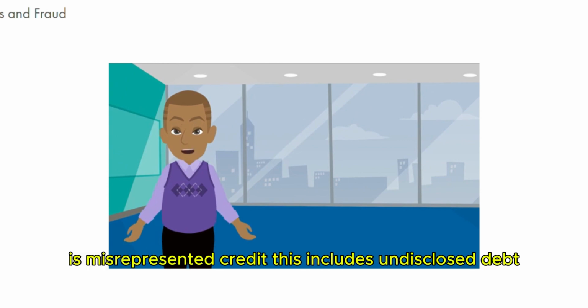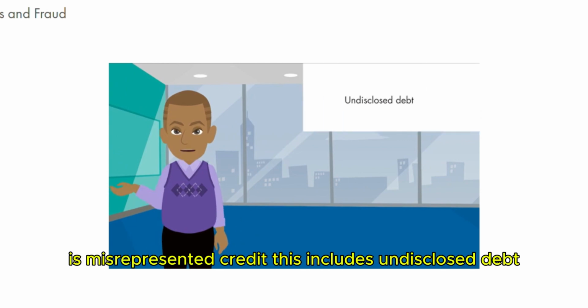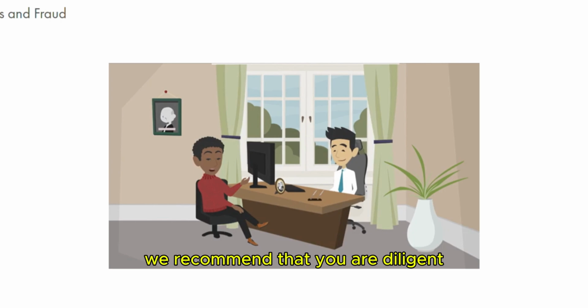The last item we are covering today is misrepresented credit. This includes undisclosed debt, straw buyers, and renting credit. We recommend that you are diligent when interviewing your applicants.